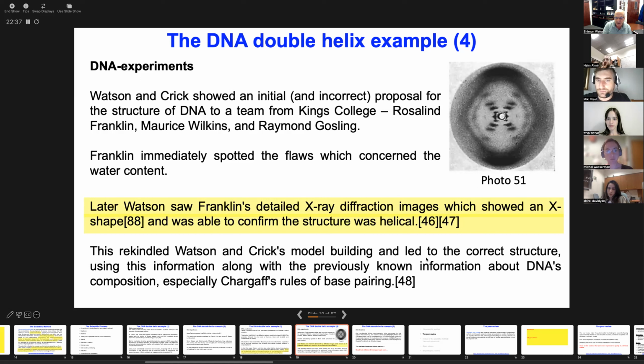So basically they built a model for the correct structure using this information along with previously known information about DNA composition, Chargaff's rules of base pairing. Basically, there was some chemical information which people knew, that you have the same amount of thymine and adenine, those are T's and A's in the DNA, or the C's and G's. Based on that, and based on the X-ray structure, they built a model and quickly rushed to publish a one-page paper that got them the Nobel Prize.